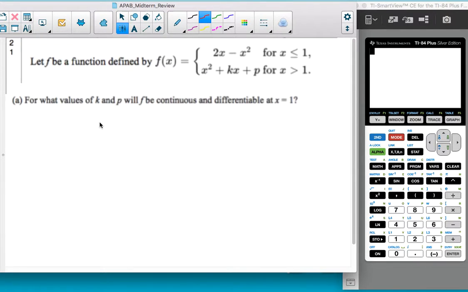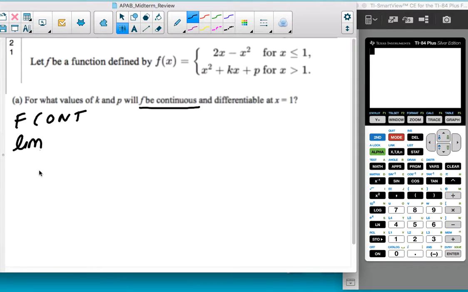For what values of k and p will f be continuous and differentiable? So here's the deal. Continuous will mean that the limit when I approach from the left side of 1 is equal to the limit when I approach from the right side. So let's start with what f is continuous is going to look like.